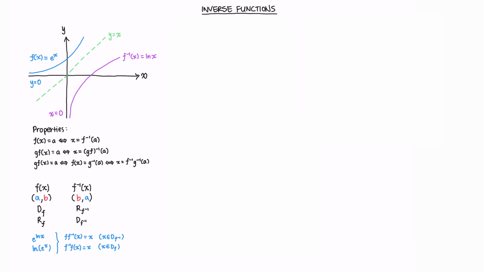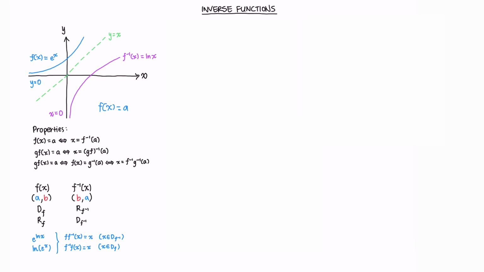How do we manipulate inverse functions in functional notation? Our first example here is f(x) equals a, and this becomes x equals f inverse a. How I like to think about this is I'm applying f inverse on both sides. So it becomes something like this. The left hand side becomes f inverse f(x) and the right hand side becomes f inverse a. And we already know that f inverse f(x) is just equal to x. Hence, x is just equal to f inverse a.